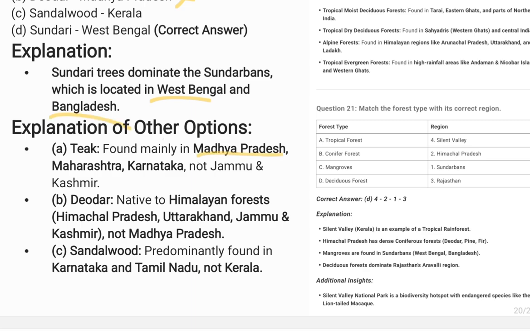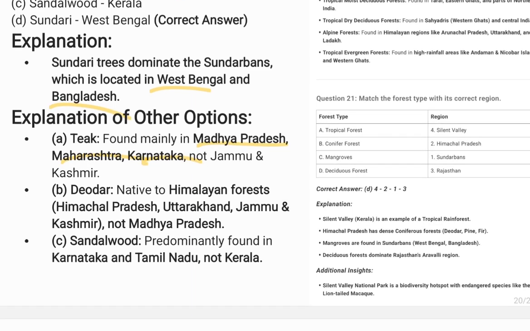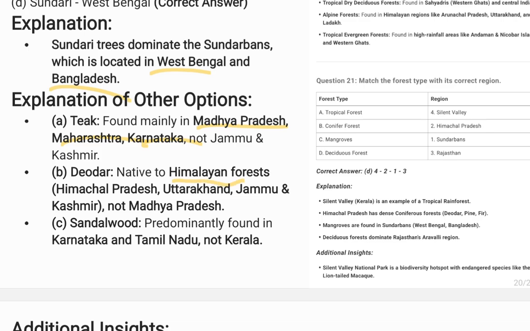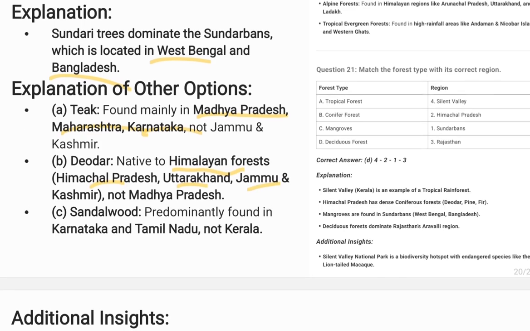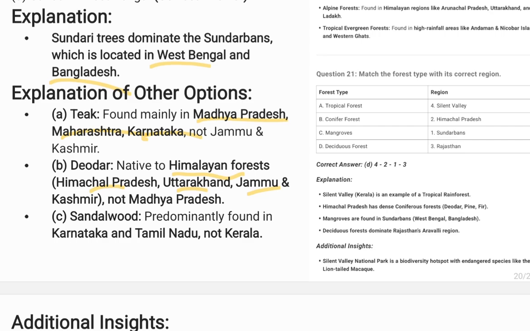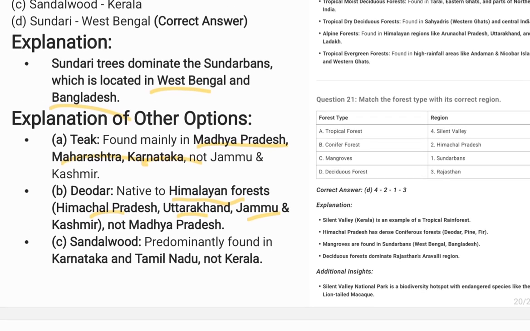Teak is found mainly in Madhya Pradesh, Maharashtra and Karnataka, not Jammu Kashmir. Deodar is native to Himalayan forests, Himachal, Uttarakhand, Jammu Kashmir, not Madhya Pradesh. Sandalwood is predominantly found in Karnataka and Tamil Nadu, not Kerala.